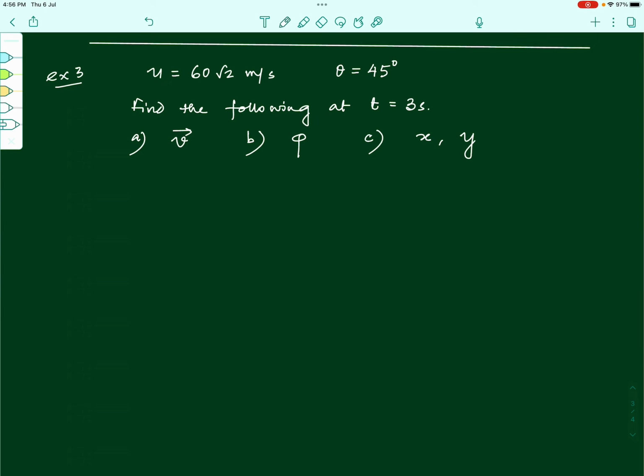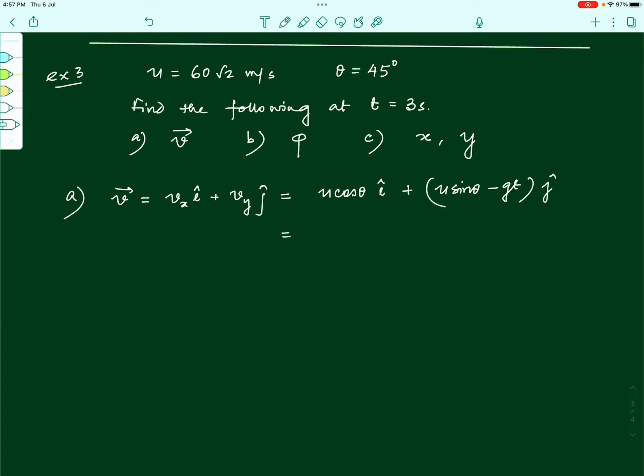So, finding out the velocity first of all, for the first part, we know that the velocity vector, which we express as Vx i cap plus Vy j cap, where we now know from the knowledge of projectile, Vx is nothing but u cos theta. It does not change with time, it stays the same as the initial value of velocity along the horizontal, plus Vy, the vertical component, is u sin theta minus gt. And now we can substitute all the values to get this.